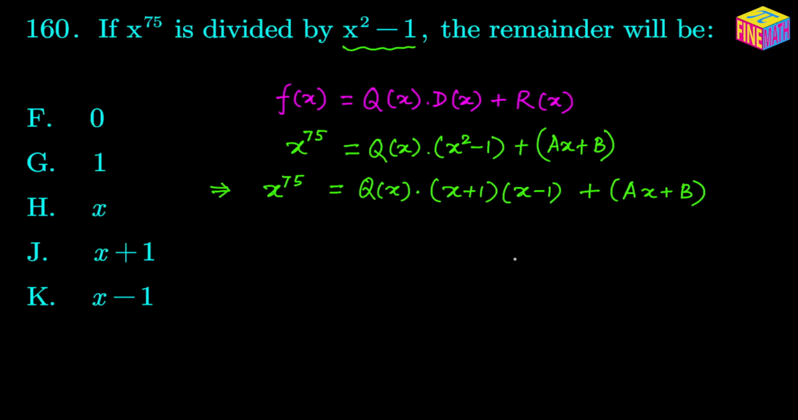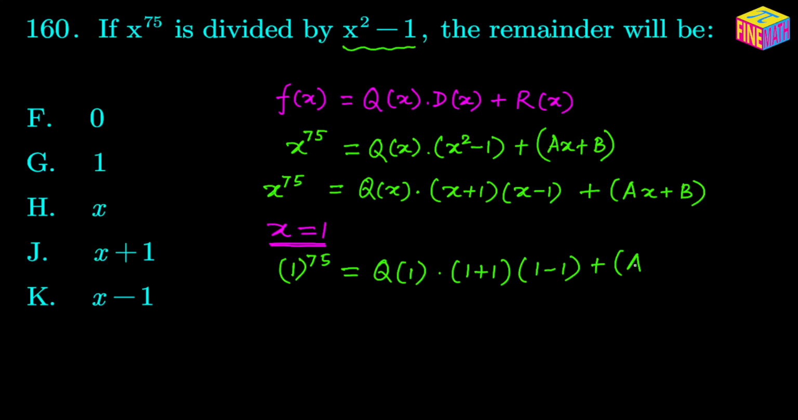Now let's try to use two suitable values of x so that q of x will disappear, and we will also get two equations to find the values of a and b. Now one suitable value I can clearly see is a positive 1 and the other one is negative 1. So let's first try with the positive 1 and see what happens. So if we say x equals positive 1, then our equation will look like this. 1 to the power 75 is equal to q of 1 times 1 plus 1 times 1 minus 1 plus a times 1 plus b.